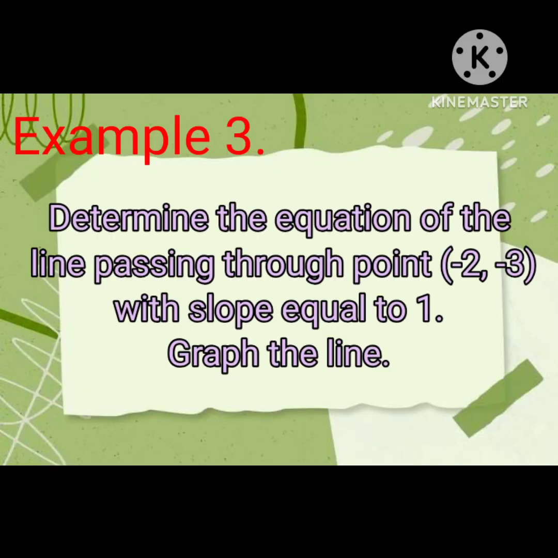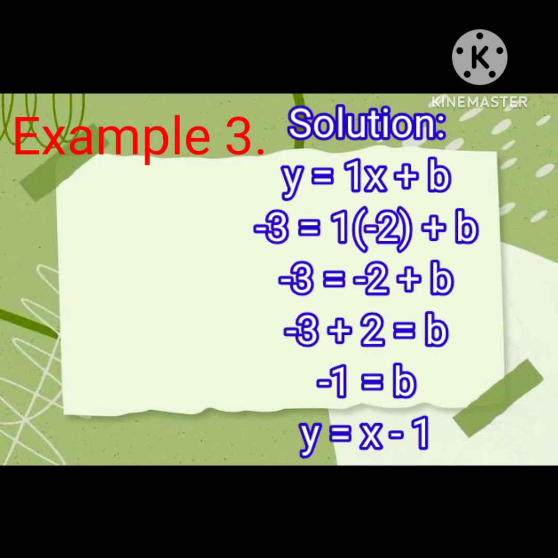So next is example number 3. Determine the equation of the line passing through the point negative 2, negative 3 with a slope equal to 1, and then graph the line. Our solution: since the slope is given as 1, we can substitute into the equation. The slope-intercept form of a line equation is y equals mx plus b. If we substitute 1 for the slope, which is m, we will have y equals 1x plus b. Now we need to find the value of b, which represents the y-intercept.